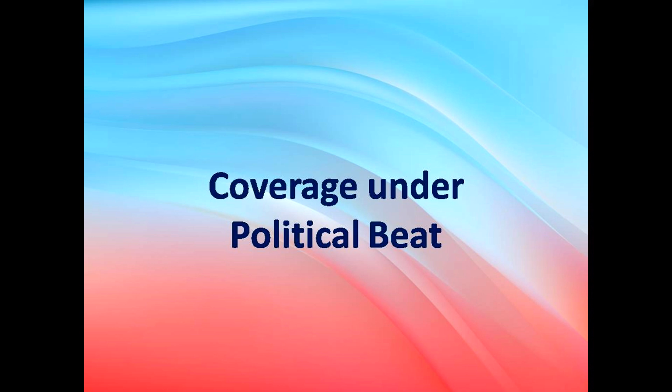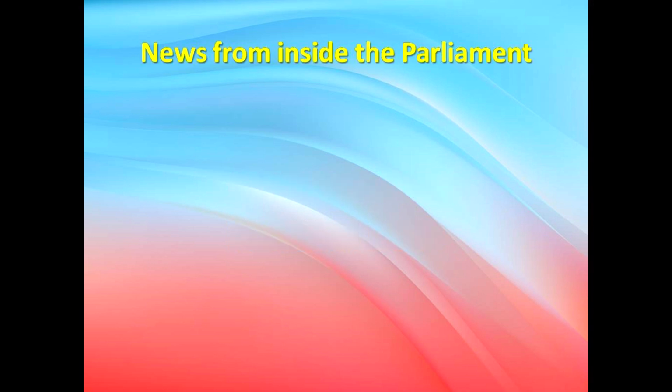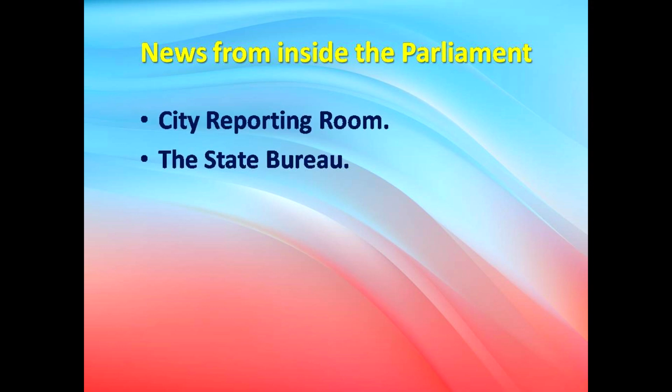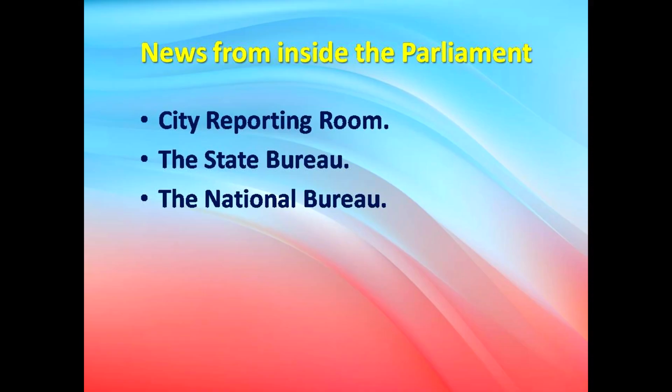Now, let us talk about coverage under political beat. The news from inside the parliament, we have to understand how this is getting covered. So one is the city reporting room, one is the state bureau, and the third is the national bureau. If I'm talking about the elections coming up in Punjab, that is the state bureau's job to cover what is happening, how people are representing themselves, how political parties are aligning on various issues which need their clear opinion.